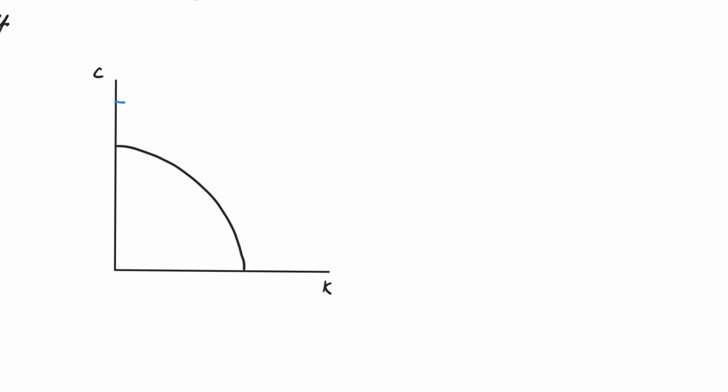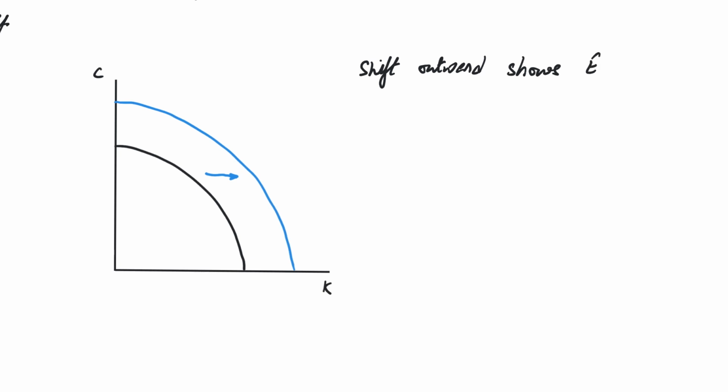How can we achieve a point outside by causing an outward shift? What can cause this PPC to shift outwards? We've had this discussion right at the beginning when we were talking about production possibility curve. But since we're talking in terms of economic growth right now, we should mention that shift outwards shows economic growth, and we've mentioned that this happens in the long run and it's about your productive capacity to increase.